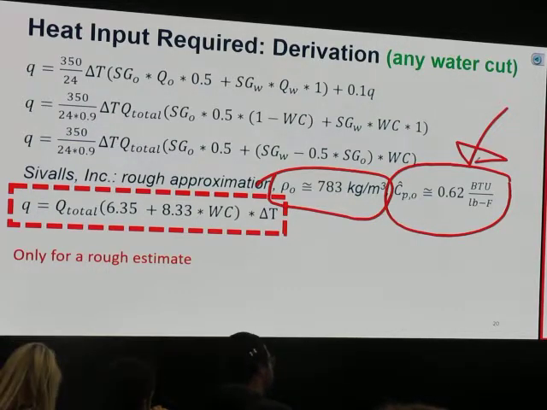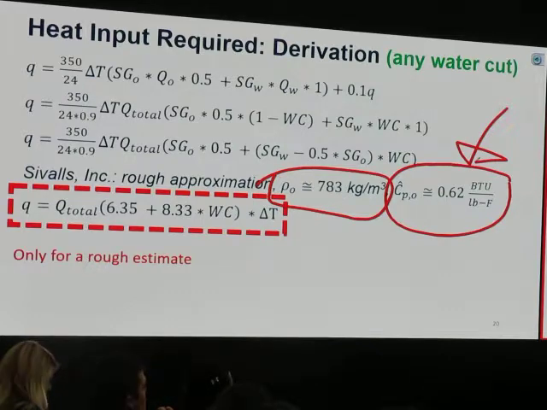Where does that come from? 0.62. Can you repeat that again? Where is 0.62 coming from? Yeah, good guess. So that's 0.62, is that for water or for oil? You agree with that, Ron? Yes. 0.62 is for oil.